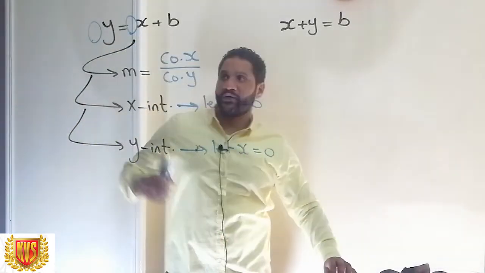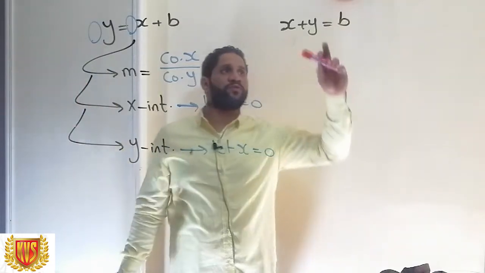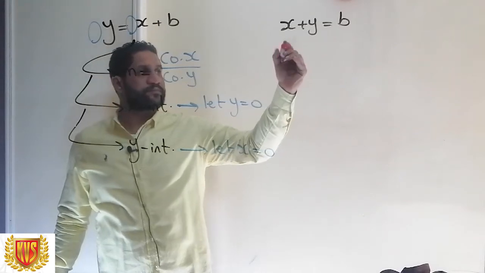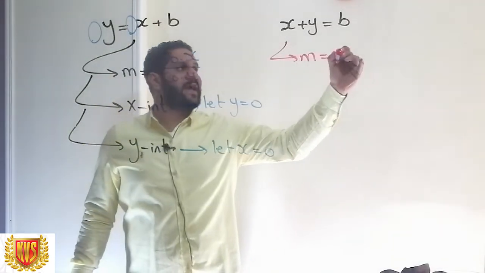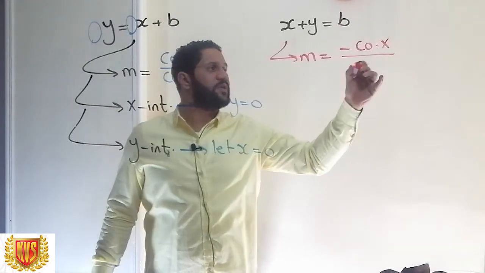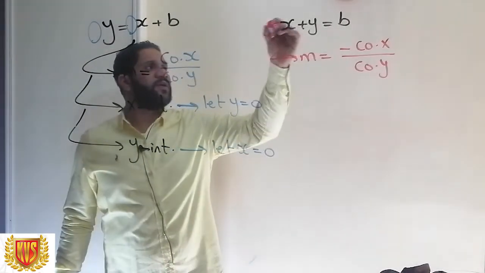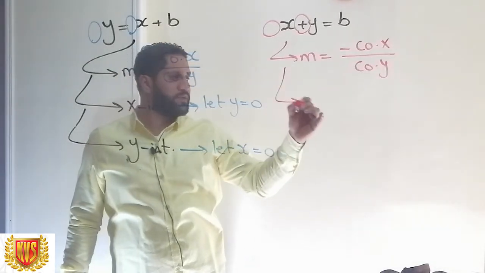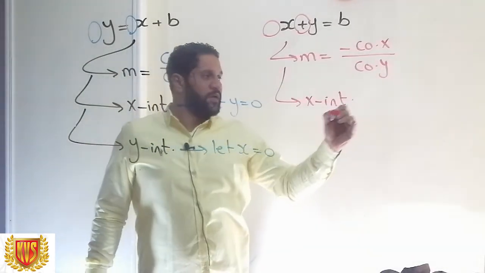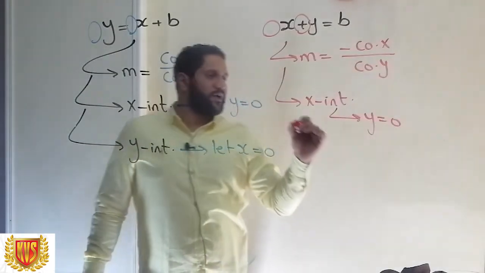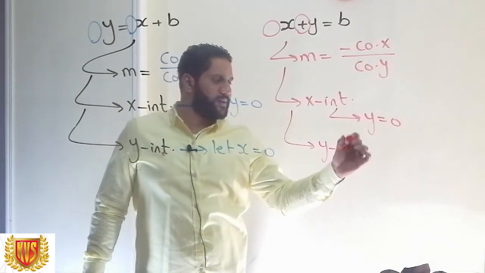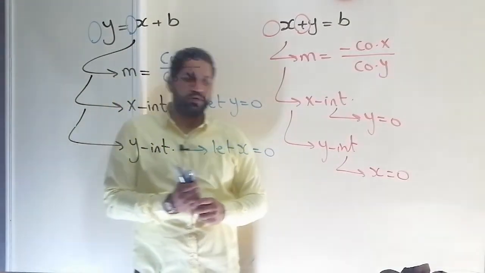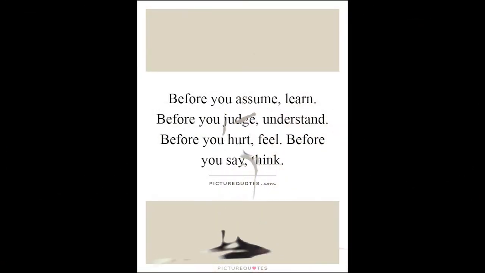Of course, what he asks you to find here may be in this form. To get the slope, it is negative coefficient of x over coefficient of y. What's the meaning of coefficients? The number beside them. To get the x interception, as usual, let y equal 0. To get the y interception, let x equal 0. Let's solve on these rules.